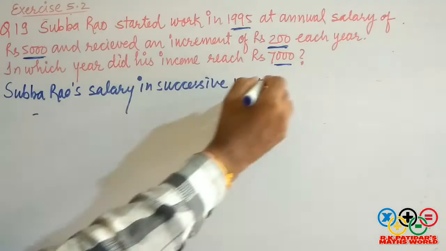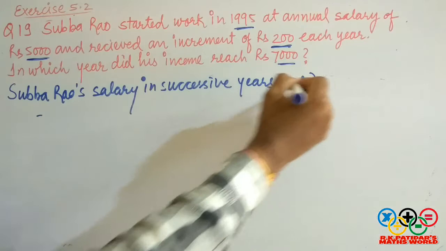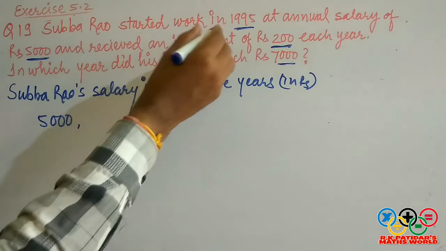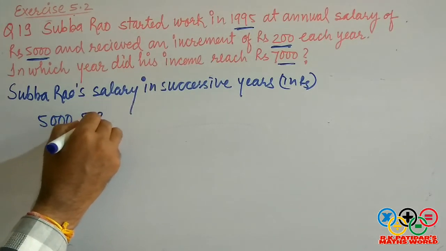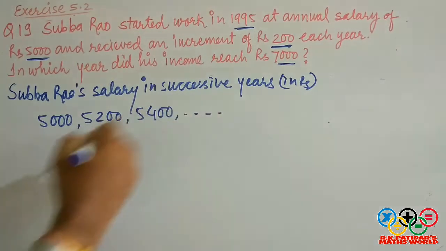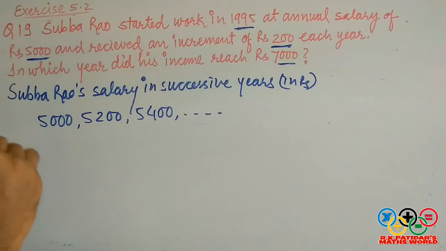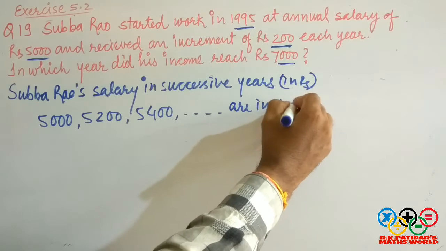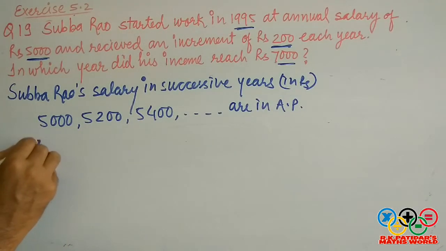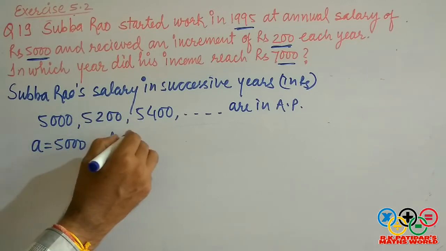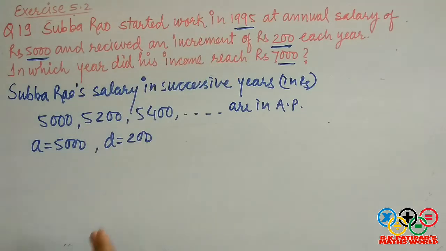In the first year it is rupees 5,000. The increment is 200, so the second year will be 5,200, then 5,400, and so on. And these are in what? AP. If these are in AP, then the first term is 5,000 and the common difference is 200. Understood, the increment is 200, and this minus this is 200.